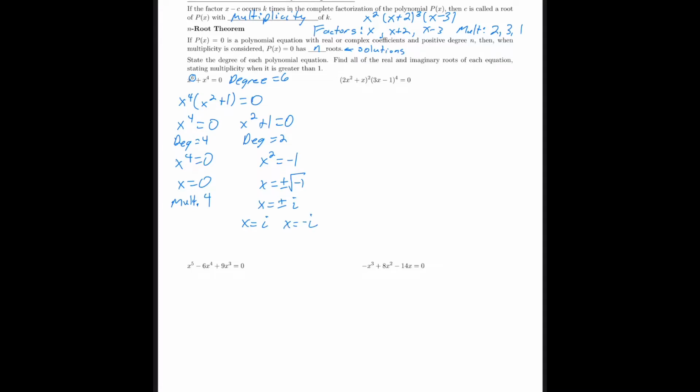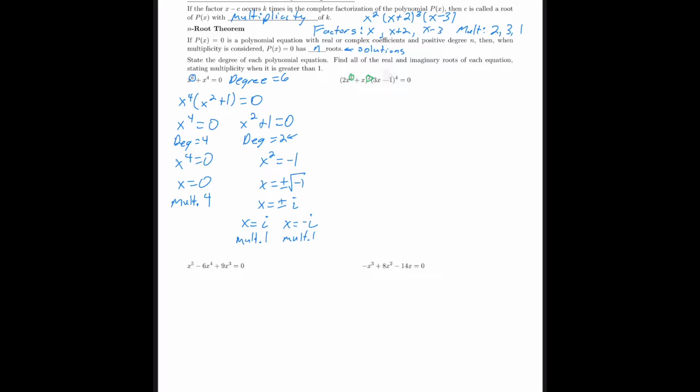Now over here, we subtract 1 from both sides, so we get x squared equals negative 1. Then we use the square root property to get x equals plus or minus the square root of negative 1, so x equals plus or minus i. So we got x equals i, or x equals the opposite of i. Here we expected to get 2 roots because the degree was 2. We got 2, and 2 divided by 2 is 1. So each one of these roots has a multiplicity of 1. Okay, and that's the idea.